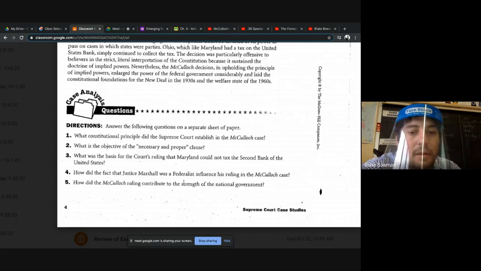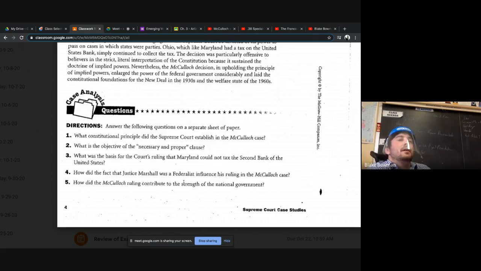Three, what was the basis of the court's ruling that Maryland could not tax a second bank of the United States? I kind of went over it. Yeah, good job. So the state of Maryland wanted to try to tax it, right? Because of this necessary and proper clause, and because it was a national bank established by the national government, they didn't have the right to do that, right? Because that would show that the states are maybe above the national government.